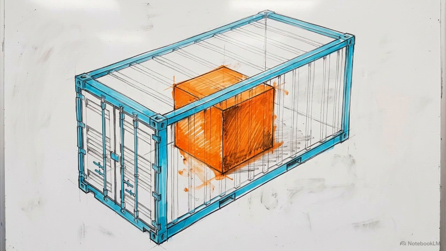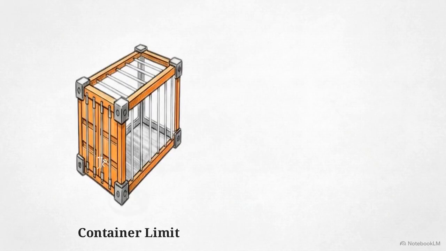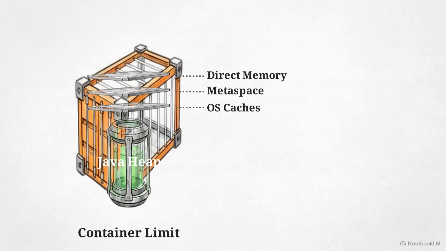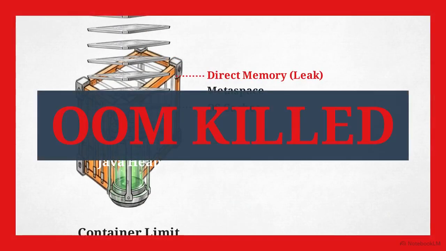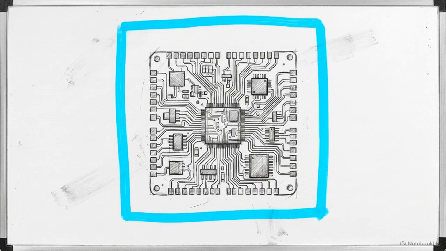In containerized deployments, the JVM heap represents only a fraction of the total required memory footprint. This diagram represents a container limit. The Java heap occupies only a portion. The remaining boundary accommodates direct memory, metaspace, and OS caches. Failing to account for this is risky. Unchecked direct memory can breach the boundary, terminating the process. Correct JVM sizing demands a view of the entire process footprint. The container boundary must be large enough to encapsulate all JVM overhead, not just the heap.